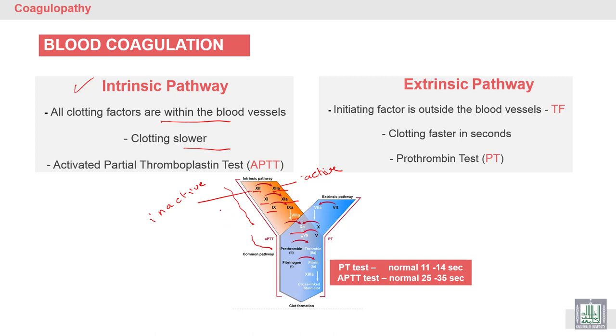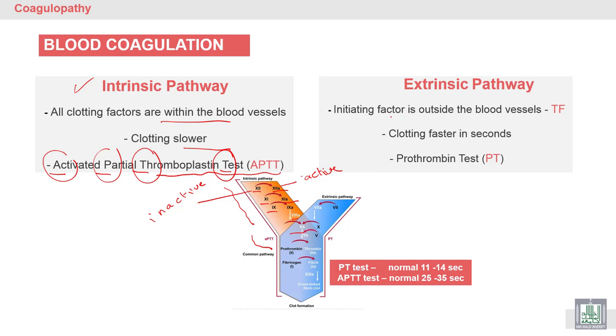In the intrinsic pathway, clotting is slower, and the test to diagnose or check the intrinsic pathway is called the activated partial thromboplastin test or time. The abbreviation is aPTT.